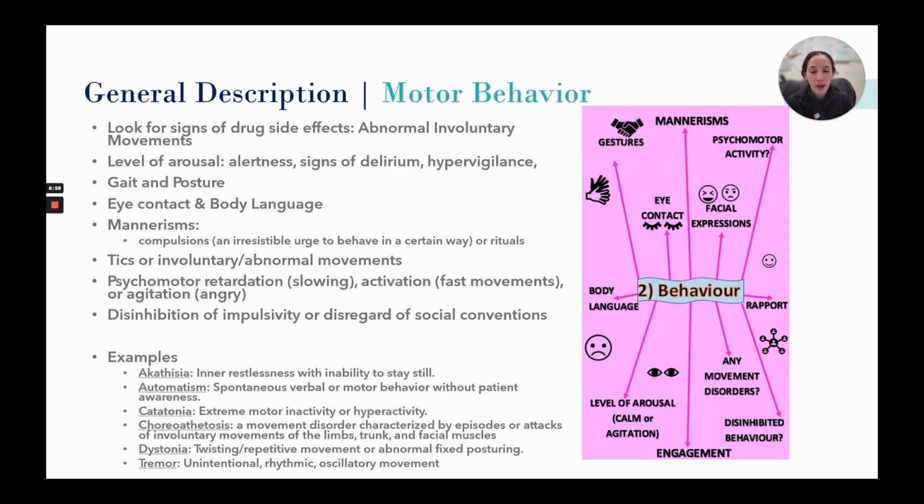Dystonia is twisting or repetitive movements or abnormal fixed posture. A tremor is an unintentional rhythmic shake. Automatism is a spontaneous verbal or motor behavior without patient awareness, so they can make noises without their awareness. And choreoathetosis, I'm not actually sure how you say that one, but that is a movement disorder characterized by episodes or attacks of involuntary movements of the limbs, trunk, and facial muscles. And again, this picture is just a good overview of all those things that we are assessing when we are looking at the motor behaviors.